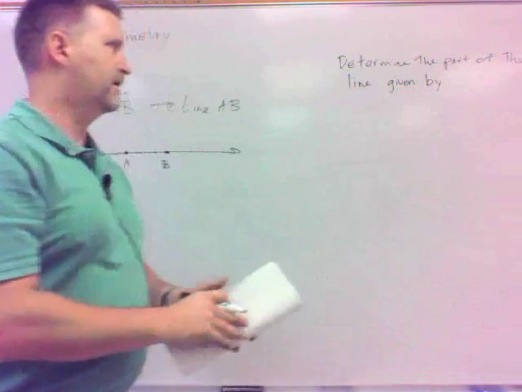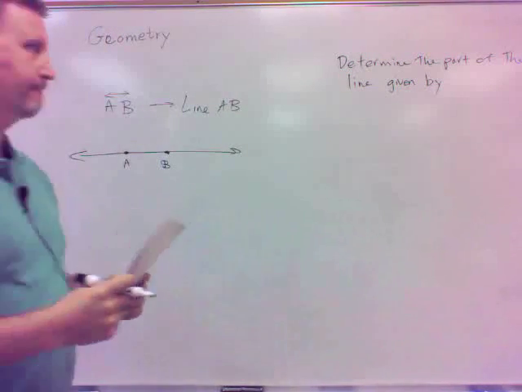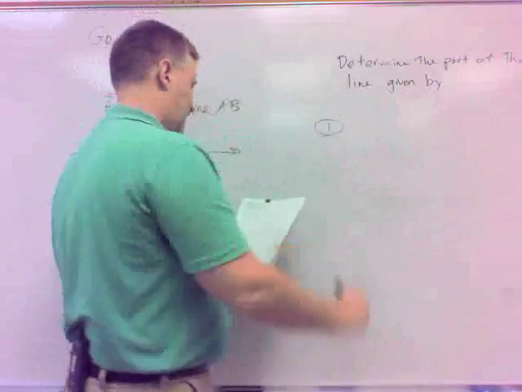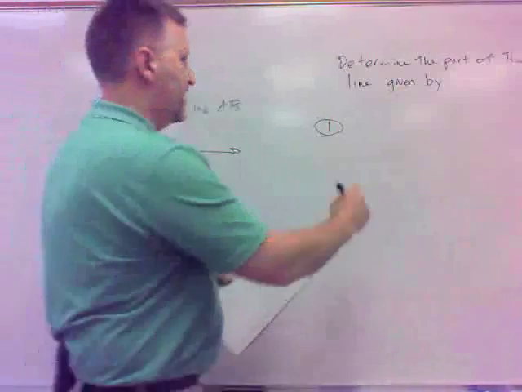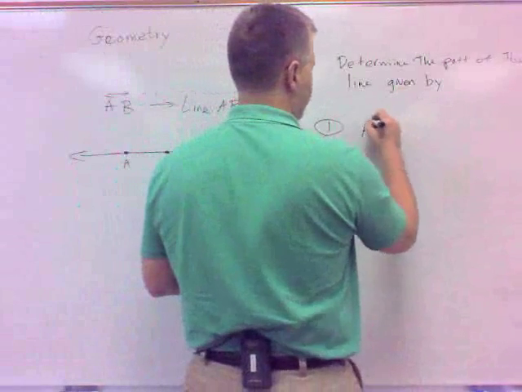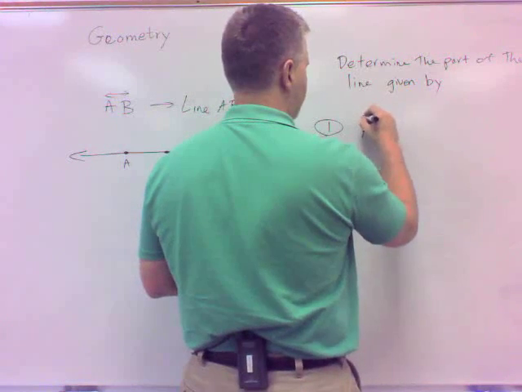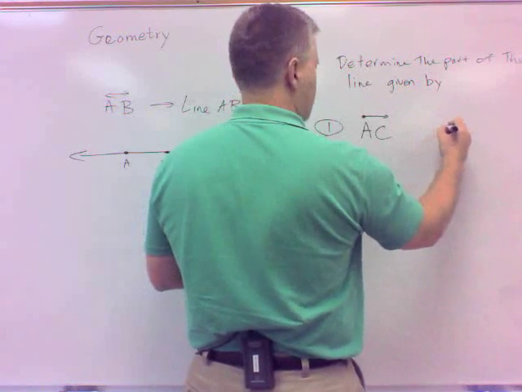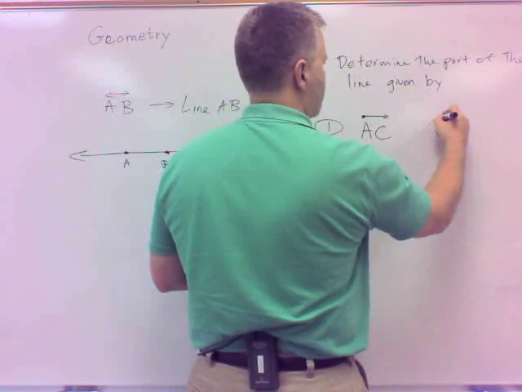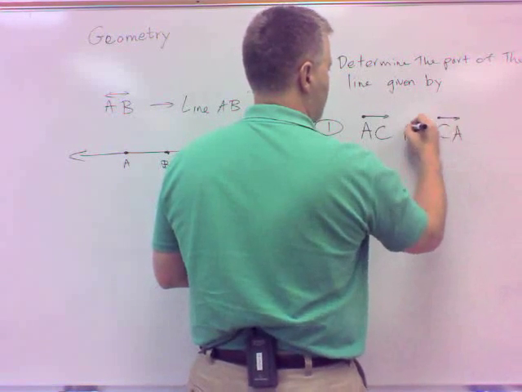Determine the part of the line given by the following. Number one, we're going to take ray AC and ray CA, and we're going to do that.